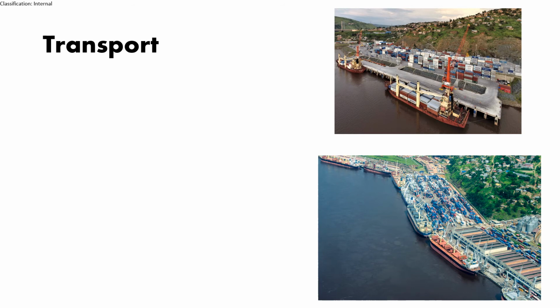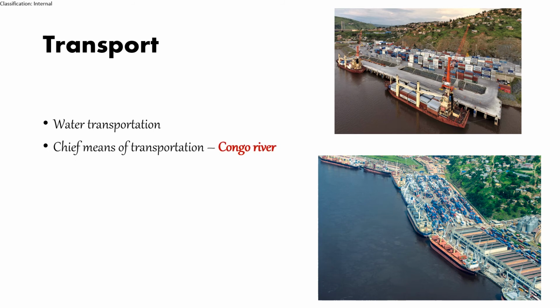Transport. Water transport is the most important transportation in the Democratic Republic of Congo. The Congo River is the chief means of transportation. The Congo River is also known as the Zaire River. Do you remember?